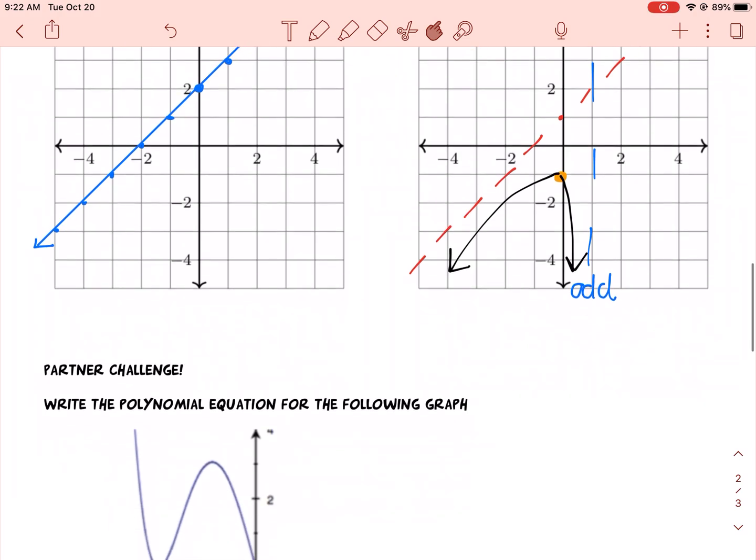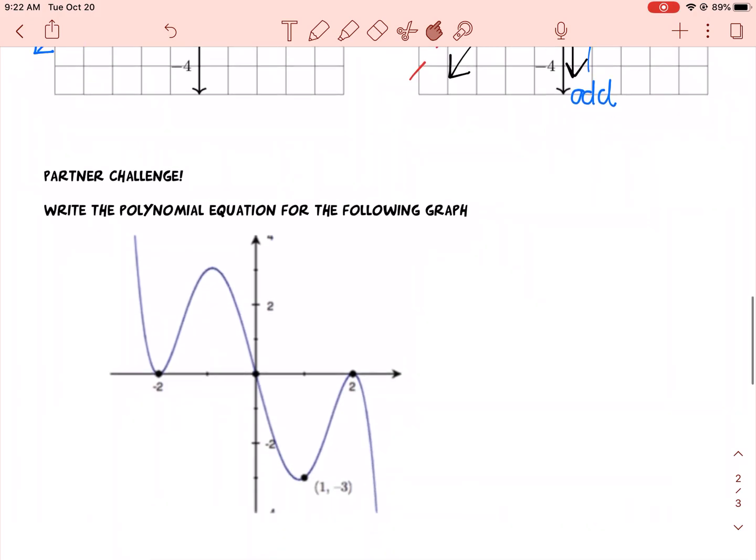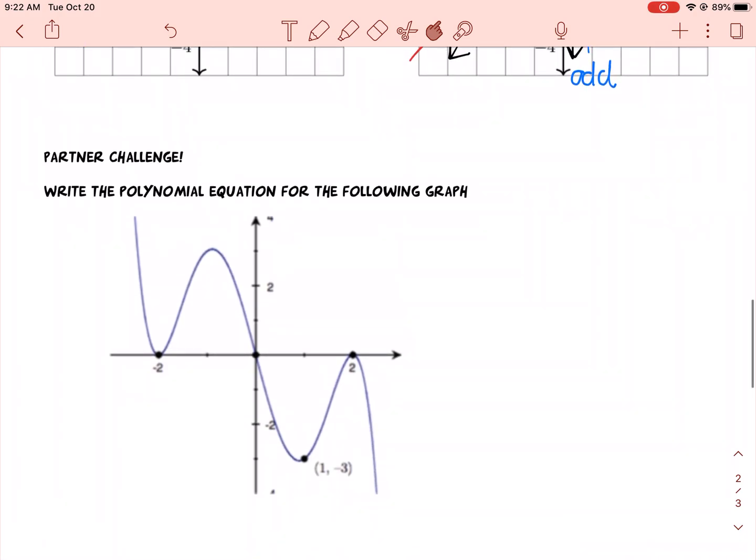Okay, last but not least is a partner challenge. Please group up, get with people, have a Snapchat party, do something to try this partner challenge together. I will be awarding some extra points if we get it all correct, but you're now going the opposite direction.